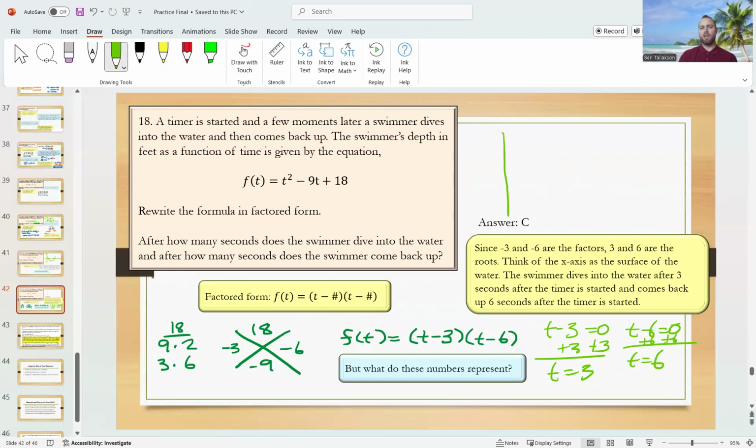So if we go back to our diagram, that would mean the swimmer dives into the water after 3 seconds and comes up after 6. So here's 3 and 6. So basically we're thinking of the x-axis as the surface of the water. And we've solved what we needed to solve. And we are done with the practice final.